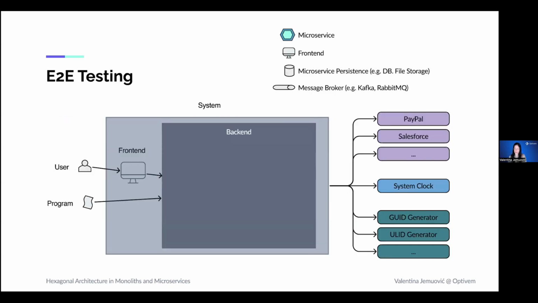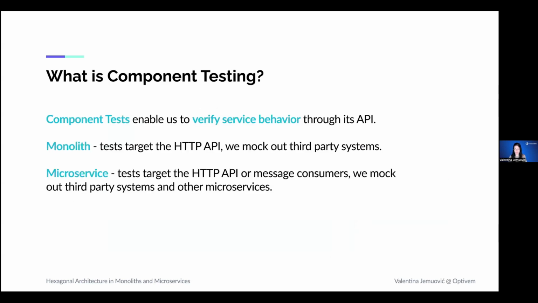Next, we want to zoom into the backend. How do we test the backend? And this is where component testing is useful. So with component testing, we can verify the behavior of the backend, whether it's a monolith or microservice, by testing that monolith in isolation or testing each microservice in isolation. In the case of monoliths, the component test hits, for example, the REST API exposed by the monolith, and the third-party systems are mocked out. This is really important. This is what enables us to test the backend in isolation from external systems.